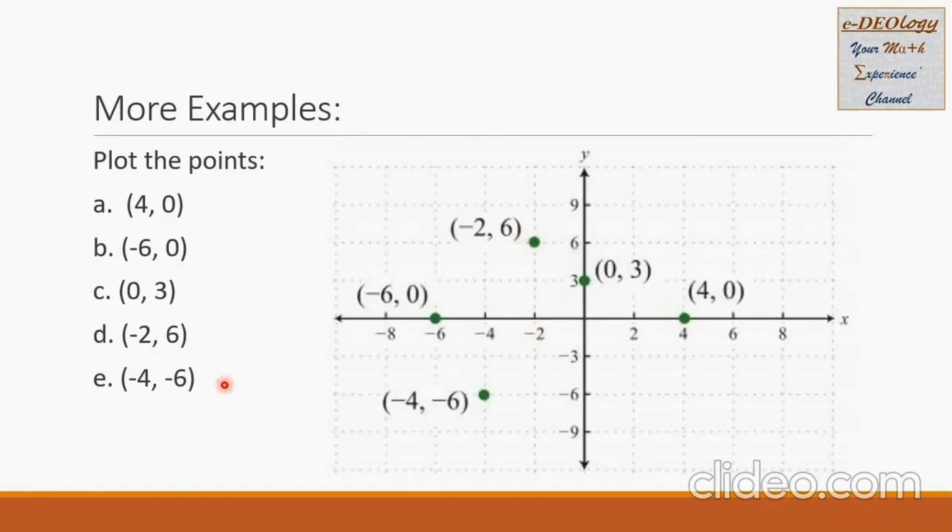The last ordered pair here is negative 4, negative 6. Let's begin with the x coordinate. Negative 4 means on the x-axis, from the origin, we go 4 units to the left. Here is the negative 4. And then for the y coordinate, it is negative 6. From the origin, we go downward 6 units. So this is now the negative 6. Then we take the intersection of the negative 4 and the negative 6 here, and here is the point.